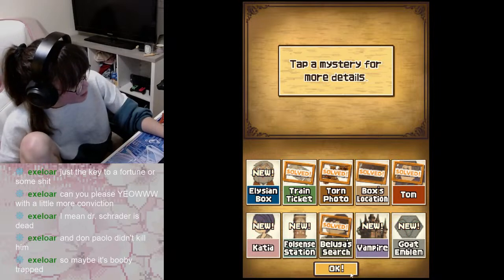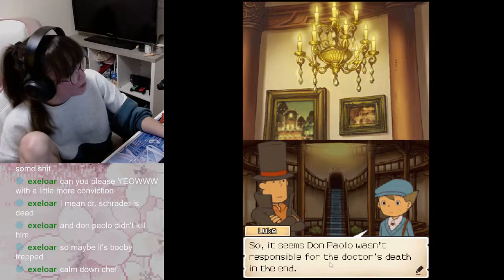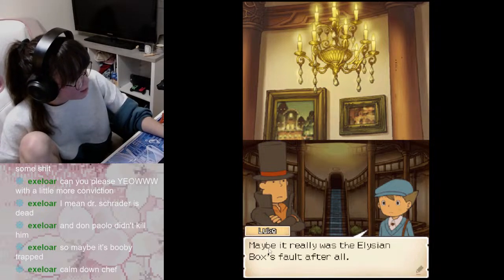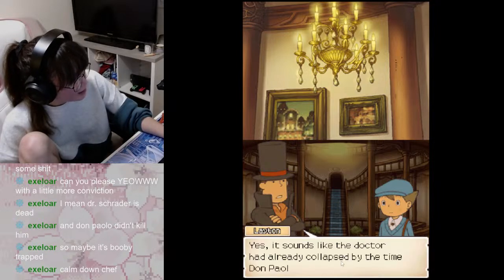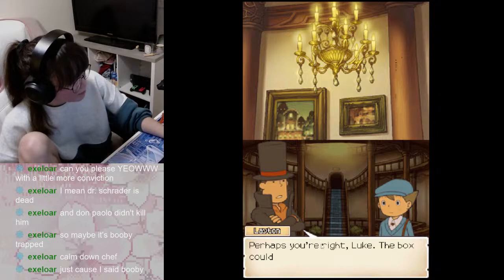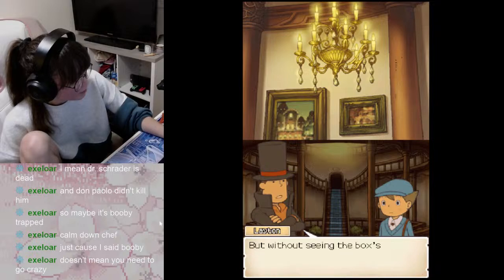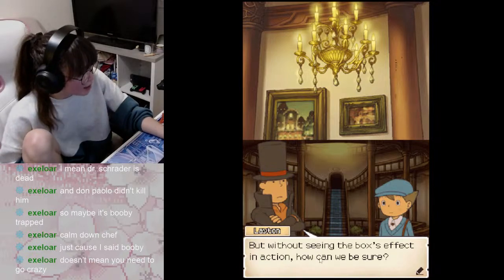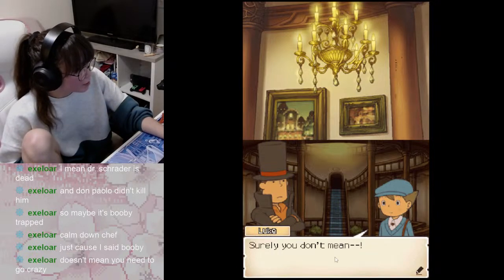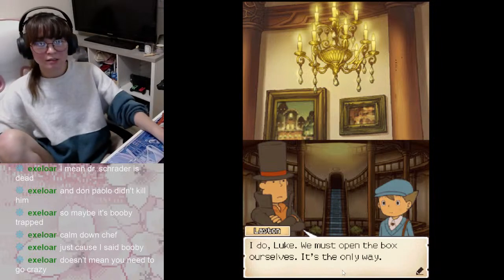But it seems Don Paolo wasn't responsible for the doctor's death in the end. Maybe it really was the Elysian box's fault after all. Yes, it sounds like the doctor has already collapsed by the time Don Paolo arrived on the scene. Perhaps you're right, Luke. The box could very well contain a lethal element that killed the doctor. But without seeing the box's effect in action, how can we be sure? Surely you don't mean... I do, Luke. We must open the box ourselves. It's the only way.